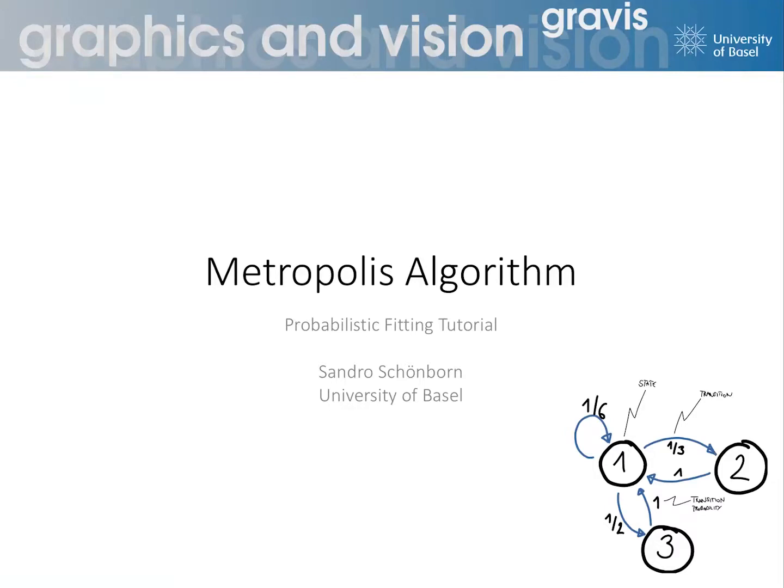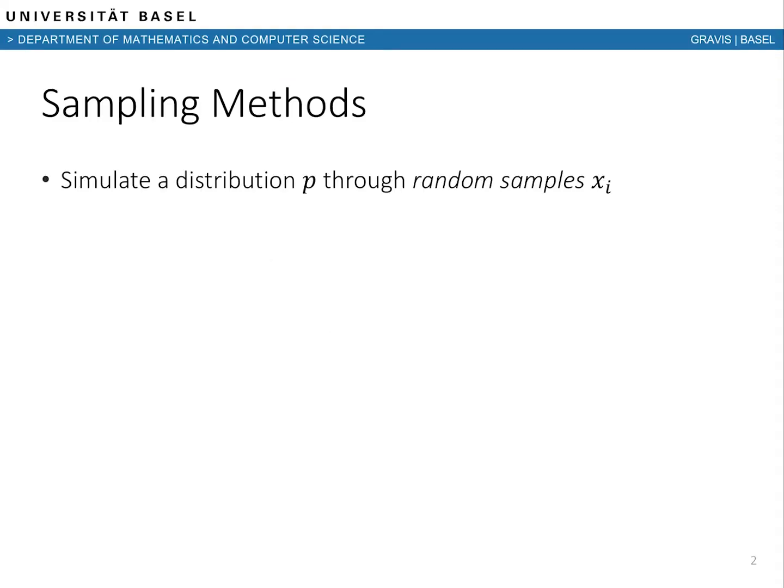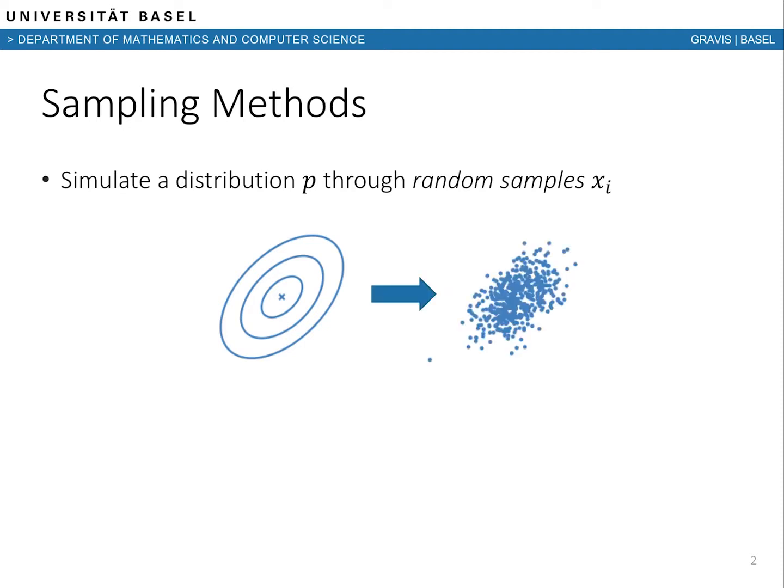In this video, I'm going to discuss the Metropolis algorithm. The Metropolis algorithm belongs to sampling methods, which try to simulate the distribution P through random samples. And these random samples are realizations of the distribution. So the key idea is to have this closed form representation of a distribution and turn it into a numerical simulation where we have representative realizations of the distributions.